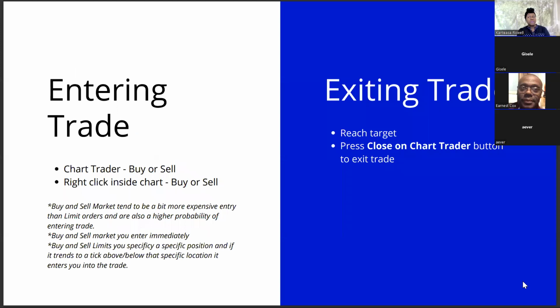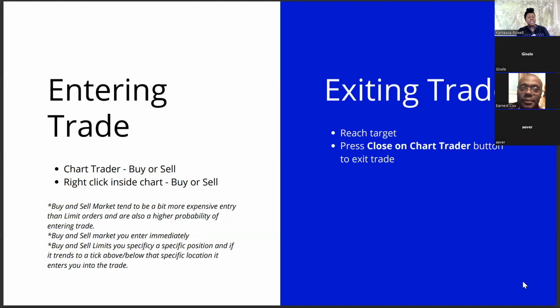Entering trades. There's a couple ways that we can enter a trade. You can use the chart trader, click buy or sell. You can also right click inside of the chart and press buy and sell. One thing I want to bring to your attention is that buy market and sell market tends to be a bit more expensive than the limit orders. There's a higher probability of entering the trade with the buy and sell markets, but you're going to pay just a tad bit more. Oftentimes that will be the case.